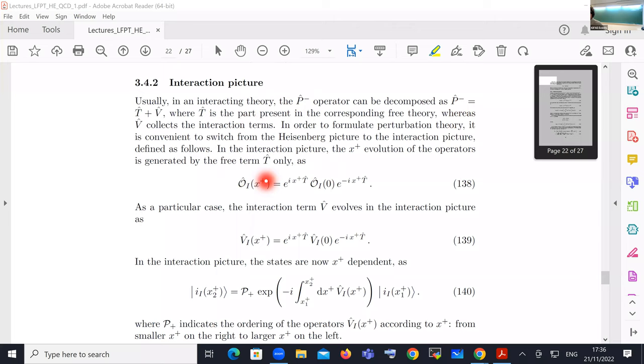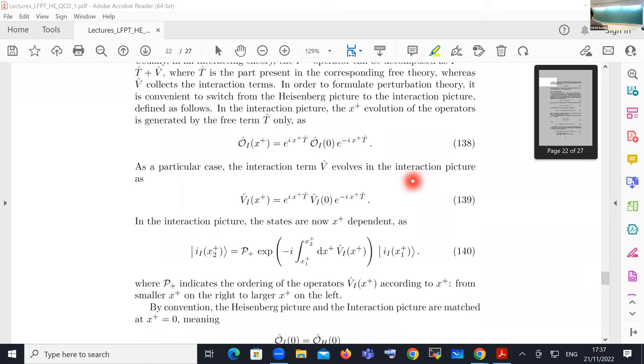And now in the Heisenberg picture, we have the same relation for the operators. In the interaction picture, the operators have the X plus dependence, the evolution in X plus, which is generated not by P minus, like the one from the Heisenberg picture, but only by the free part. So the operator evolves according to the free evolution. In the Heisenberg picture, all the evolution was put in the operators, whereas now only the free part of the evolution is put in the operators. And instead, the states in the interaction picture now evolve, and they evolve according to the rest, which is the interaction part of this P minus Hamiltonian.